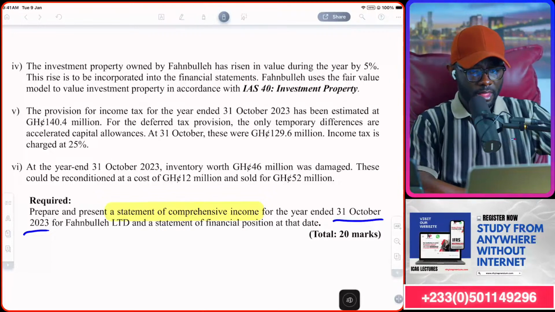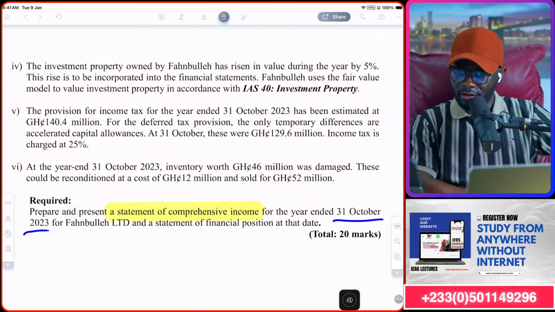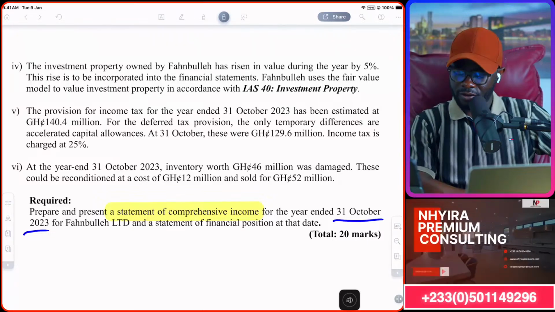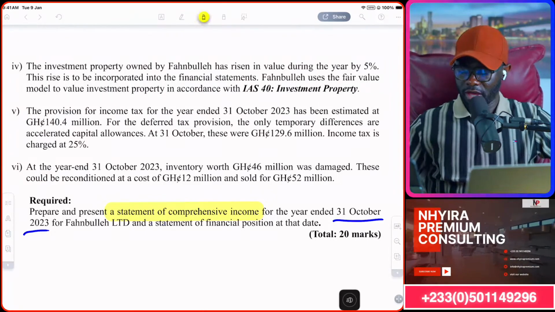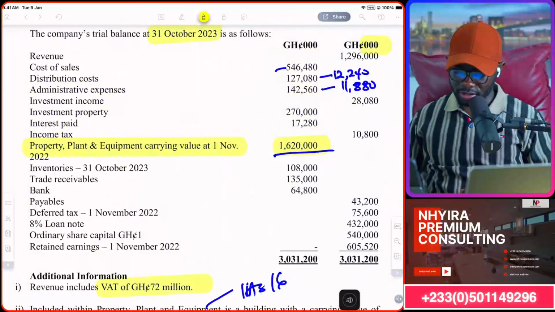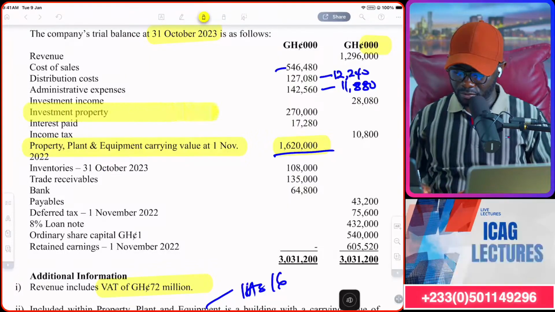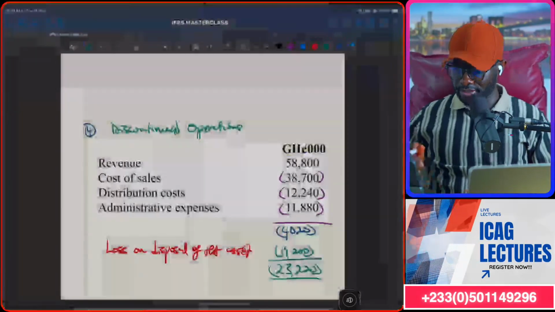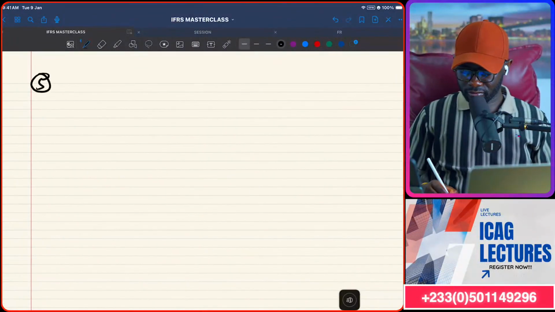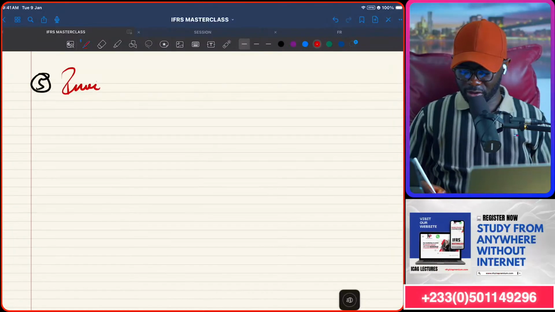Note 4, the investment property owned by Fanbella has risen in value during the year by 5%. This rise is to be incorporated in the financial statement. Fanbella uses the fair value model to value investment property in accordance with IAS 40, okay? Investment property. So if we go back up in the trial balance, you can see investment property here. So let's work for that in note 5. Investment property.